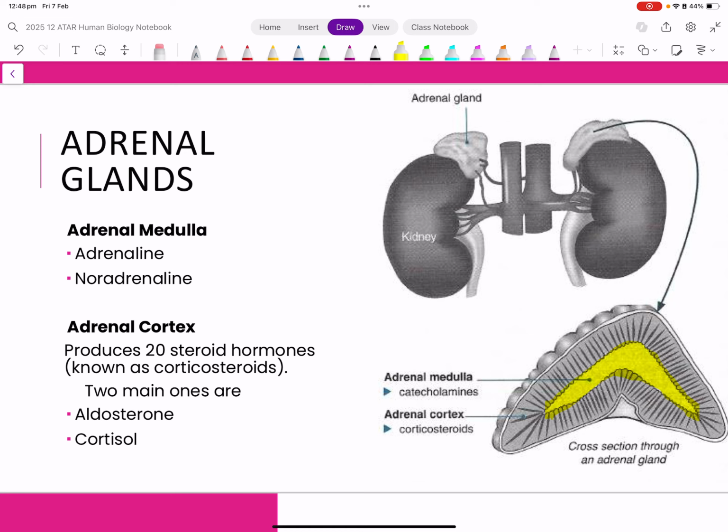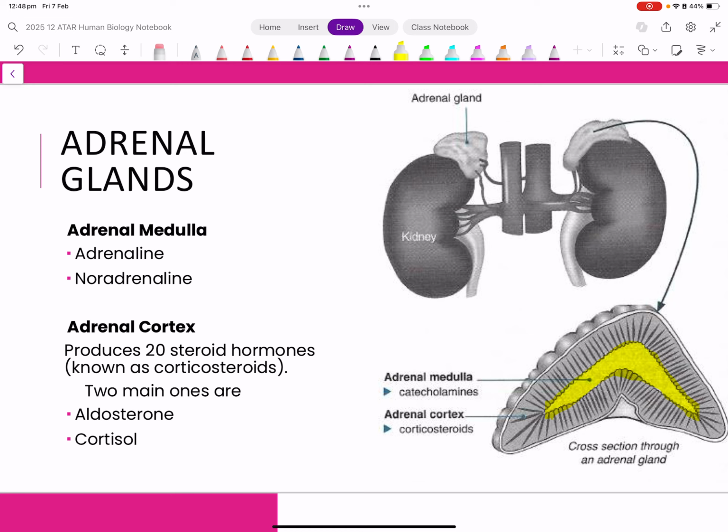The second component of the adrenal gland is known as the adrenal cortex, and it is all of this structure surrounding the adrenal medulla. Now, the adrenal cortex produces a wide variety of steroid hormones, but there are a few of particular note to us. And the two that we really care about are aldosterone and cortisol.